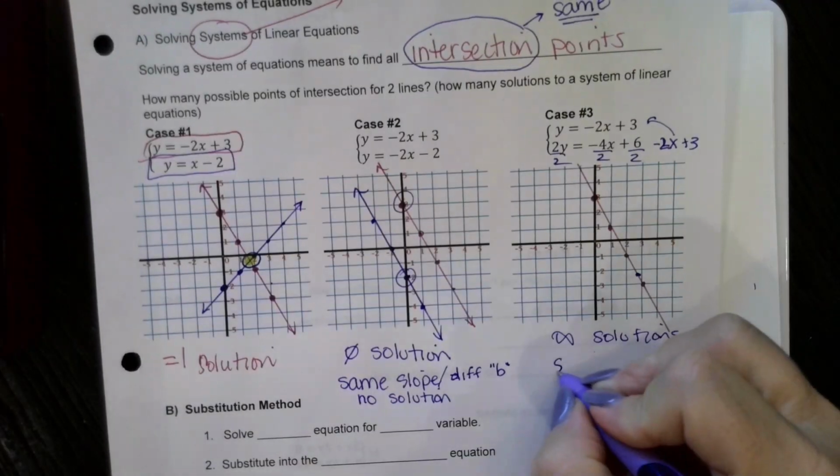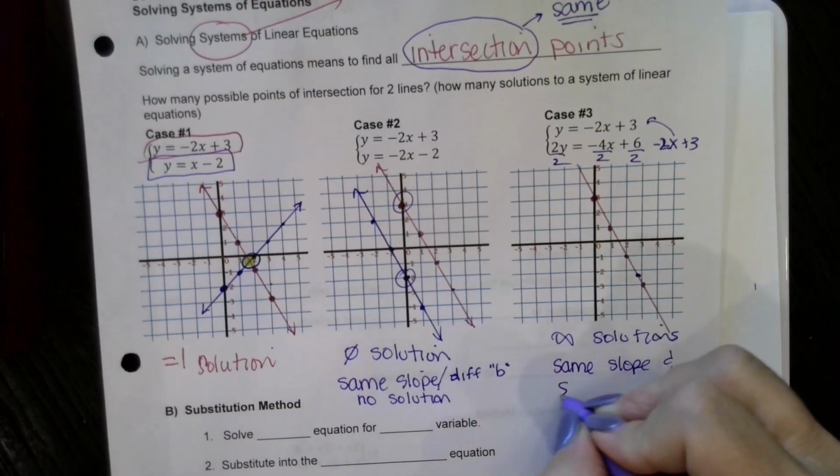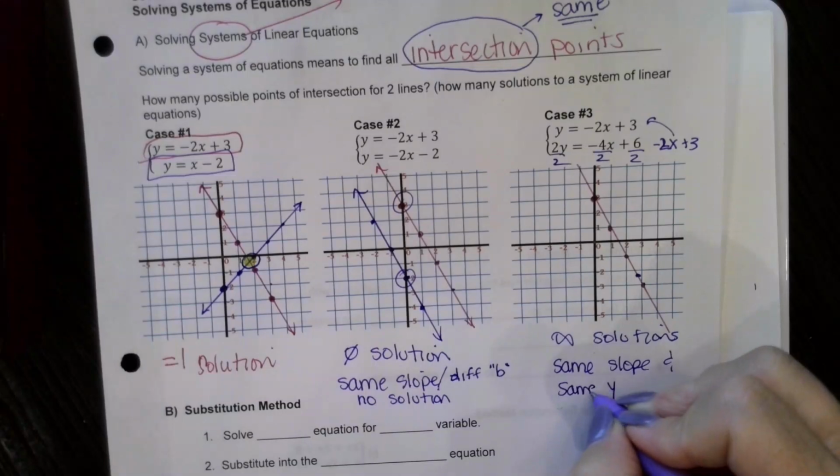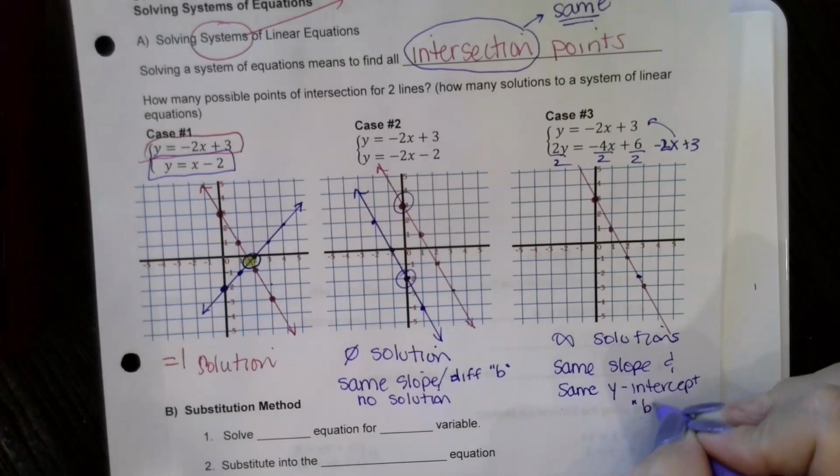So here I have same slope and same y-intercept, same b value.